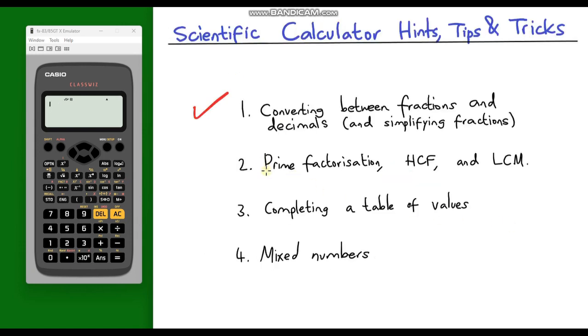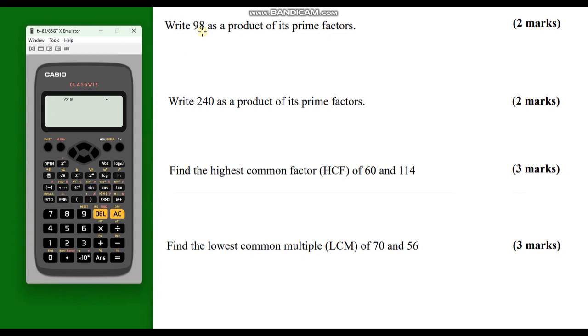Okay, now we're going to focus on the second topic, which is prime factorisation. And we're also going to look at the highest common factor and lowest common multiple. So the first question, write 98 as a product of its prime factors. So we need to break 98 down into its prime factors and then multiply those numbers together.